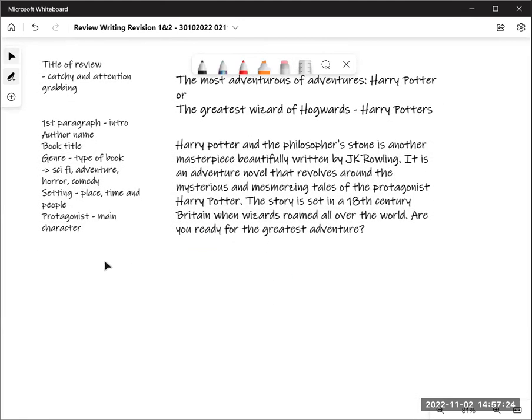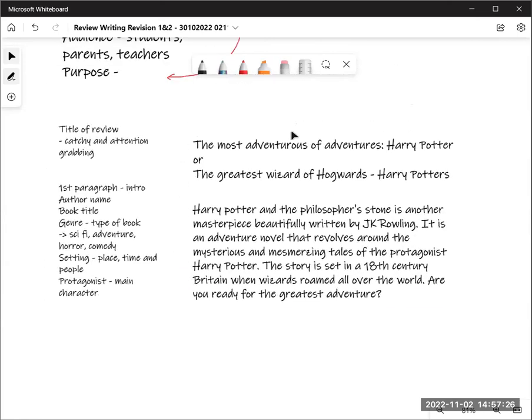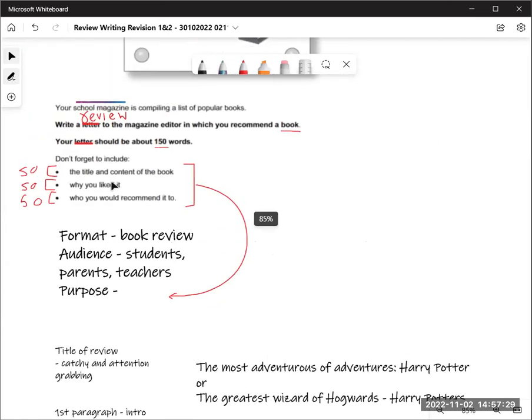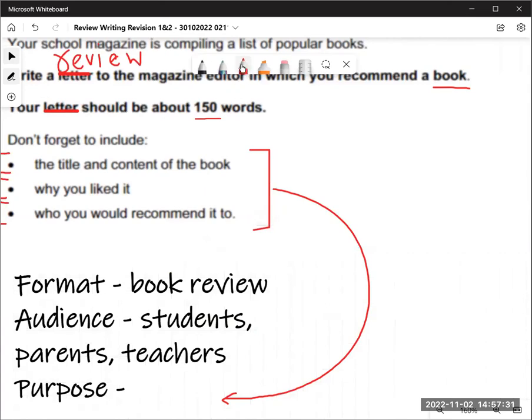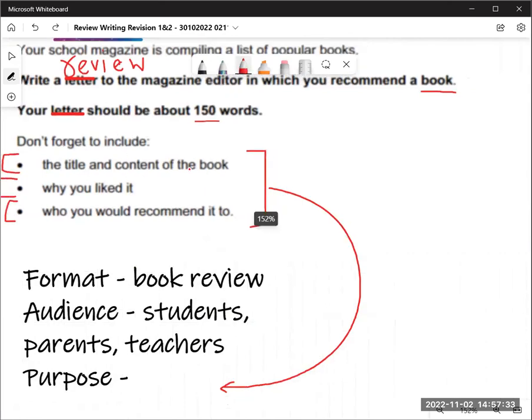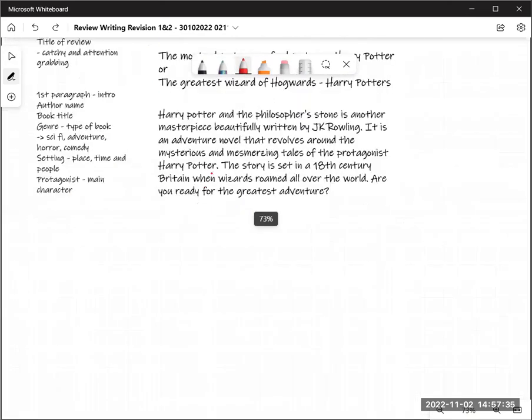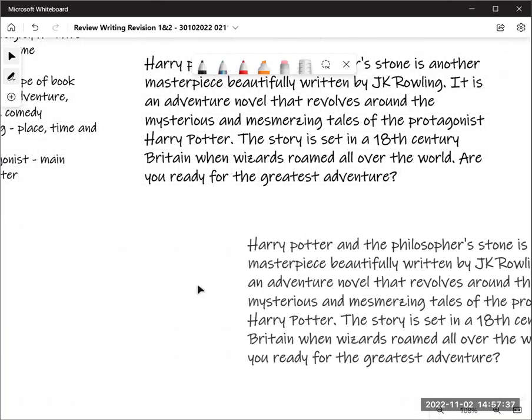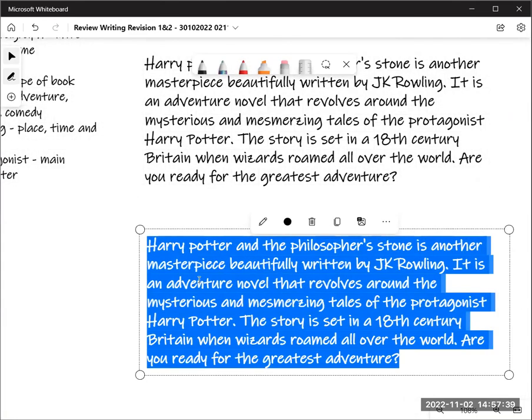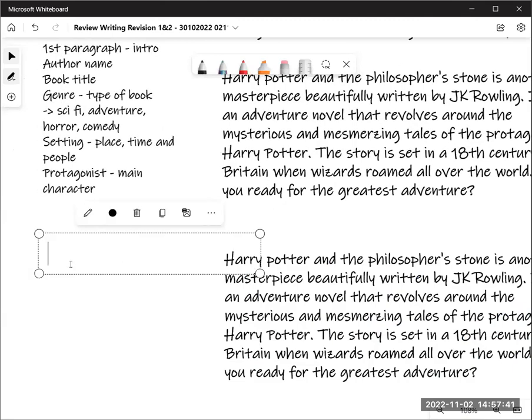Now let's focus on the next paragraph. What is the next paragraph about? It's about the content of the book. I've given the title and a little bit about the book. Now we'll talk about the plot of the book. What is the story about? Now before we write anything in the body, let's make a plan.